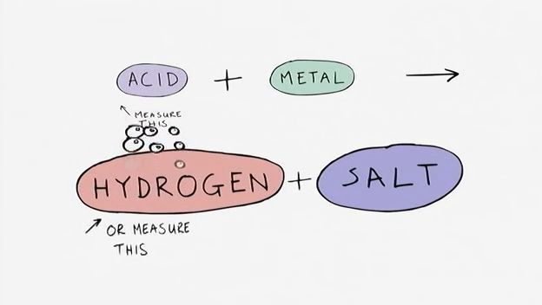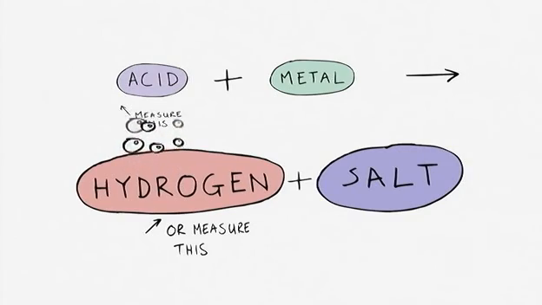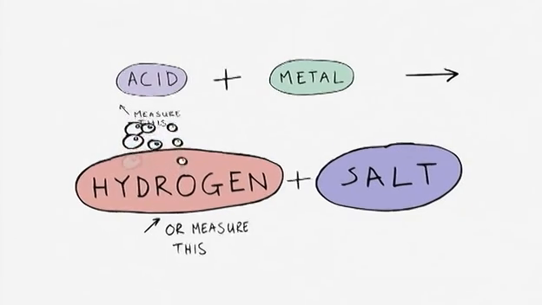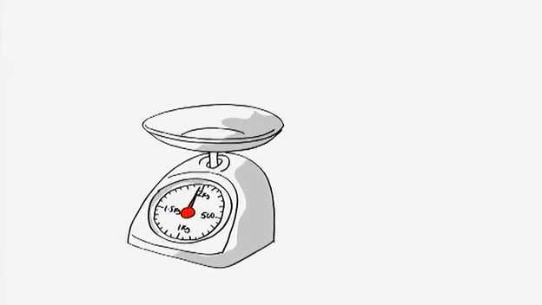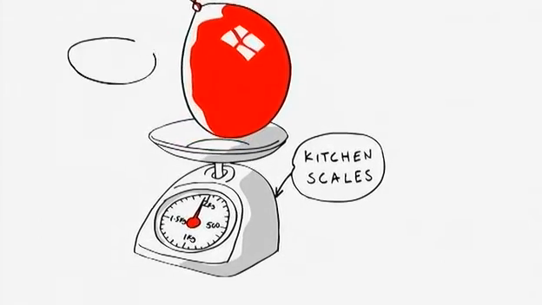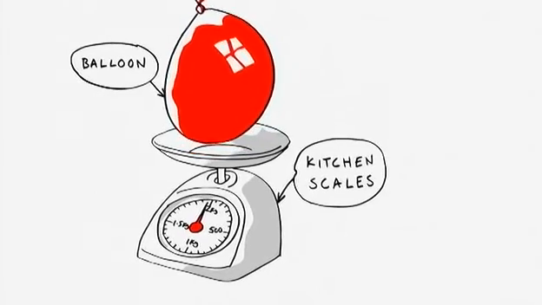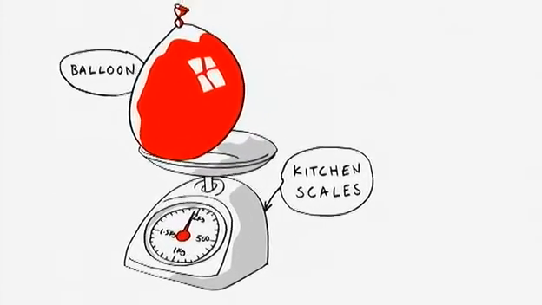Or we can measure how much of one of the new products has been made, like how much hydrogen has been given off. What we choose to measure depends on whichever is the easiest to do. For a liquid or a solid, we measure the mass, using a balance. For a gas, it's easier to use a gas syringe to measure changes in volume. I have tried to measure the mass, but gases won't weigh much.